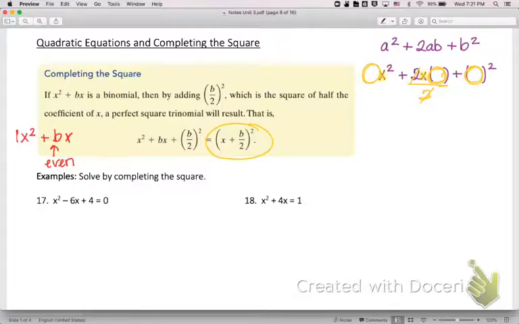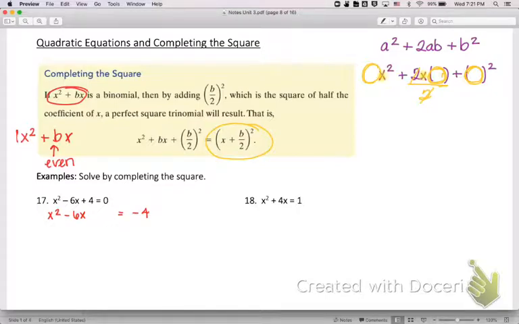Okay, so what we're going to do, and I'll show you how I kind of set up my problems each time, is we always need to get the x squared plus bx part by itself. So in this case, I have x squared minus 6x. That plus 4 is in my way, so I'm going to subtract it to the other side. But notice I'm going to leave myself some space here. So this equals negative 4.